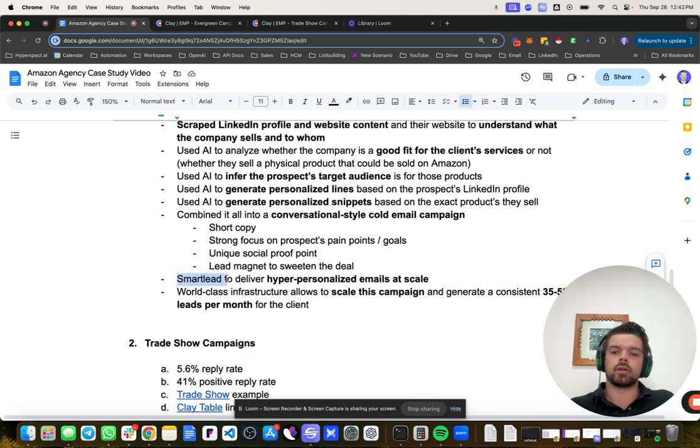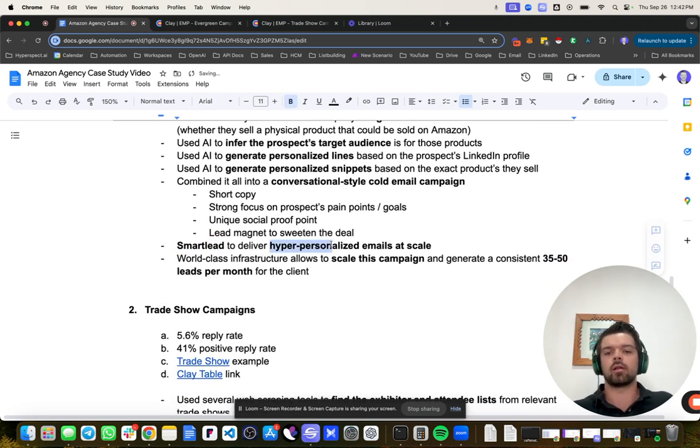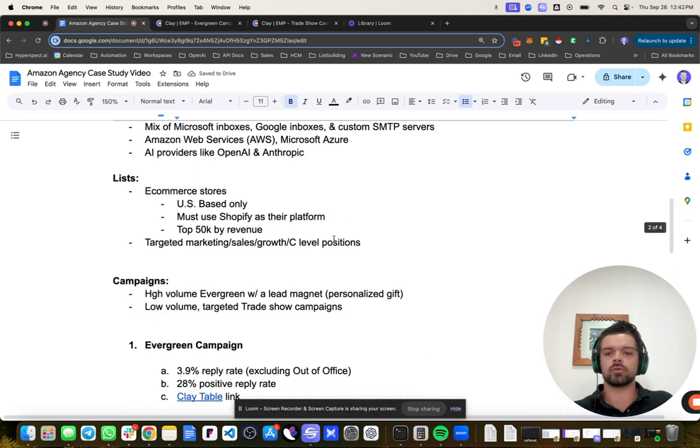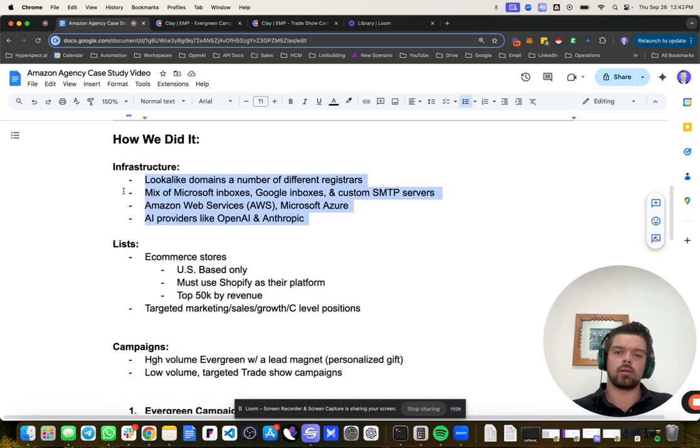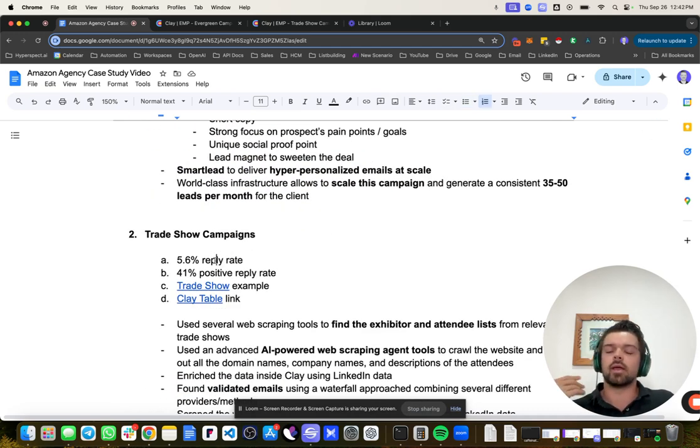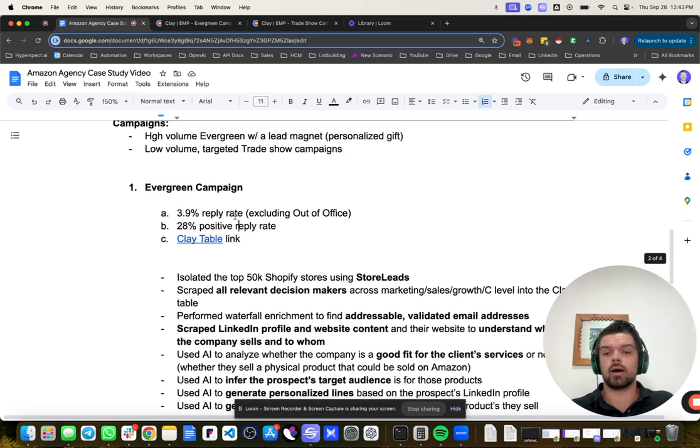We're going to upload everything into SmartLead, which is our email sending tool of choice, and that allows us to combine with the infrastructure up here. That allows us to deliver these emails at scale. And so we sent tens of thousands of emails every month and generated, again, really substantial results from this.